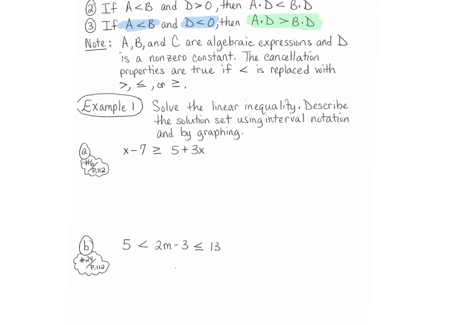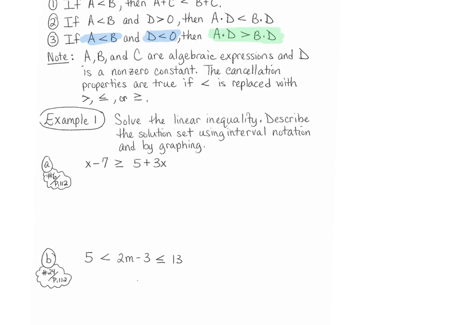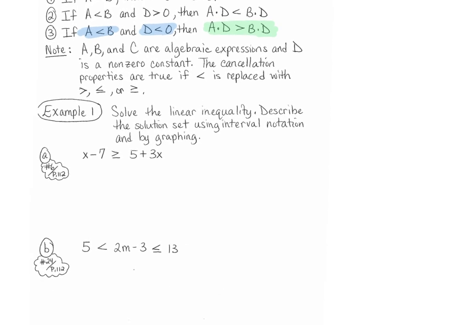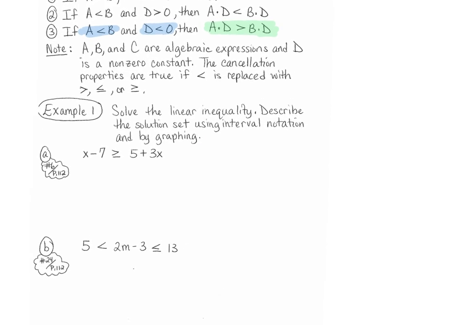Let's solve the linear inequality and describe the solution set using interval notation and by graphing. Part A, we have x minus 7 is greater than or equal to 5 plus 3x. So we want to solve for x, so we need to put the x's on one side.